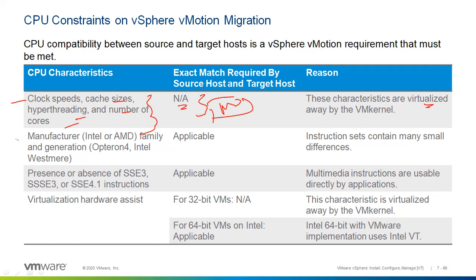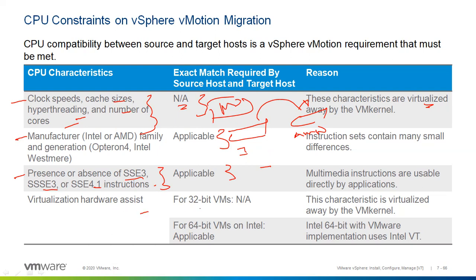Second, manufacturer, Intel or AMD, and generation. Is it an applicable factor? Yes, it is an applicable factor. For example, if I have an Intel CPU on one host and an AMD CPU on another host, can we do the migration? The answer is no, because it's an applicable factor. Presence of any instruction set like SSE3, these are CPU settings. If they are mismatched, then also my vMotion will not happen.